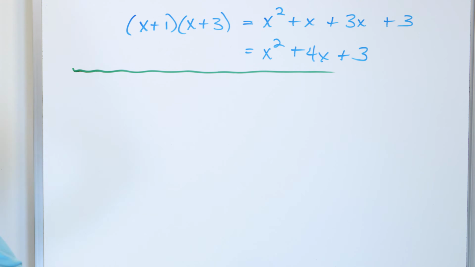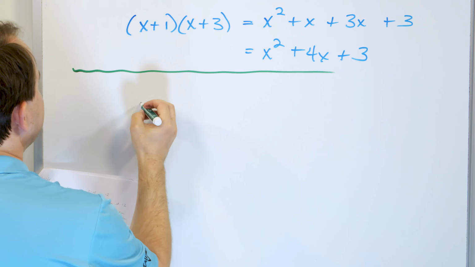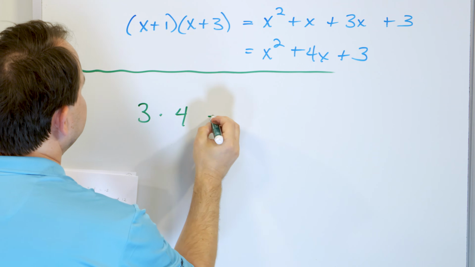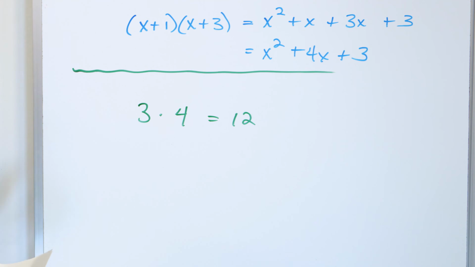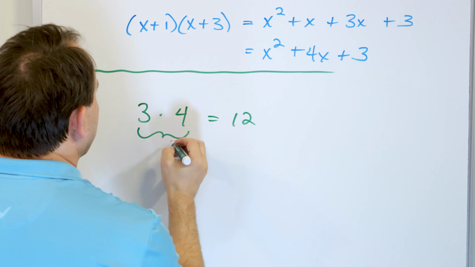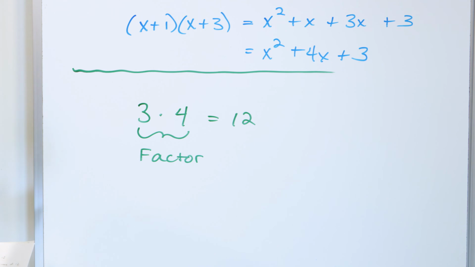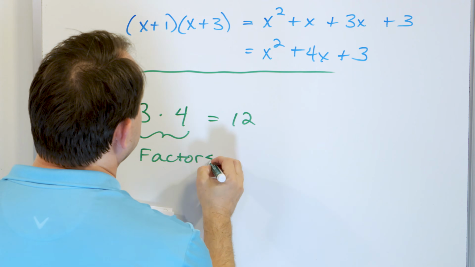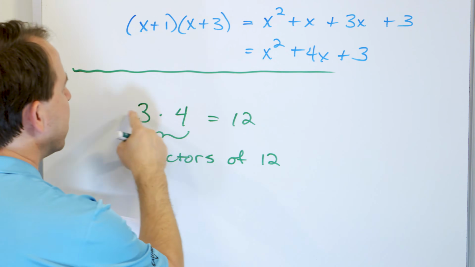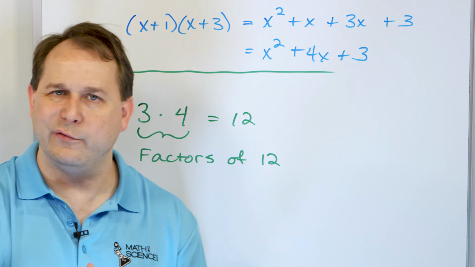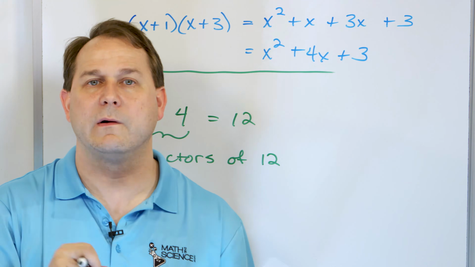All right, if you remember back, you should remember that 3 times 4 is equal to 12, right? That's obvious. What 3 and 4 are, these are called factors. Factors are numbers that multiply together to give me what we care about. So factors of 12. Of course, there are more factors of 12, like I said, 2 times 6, 1 times 12, 3 times 4, that kind of thing.